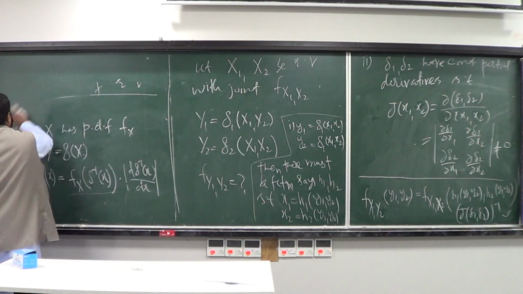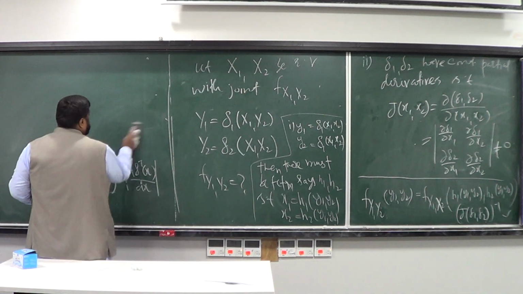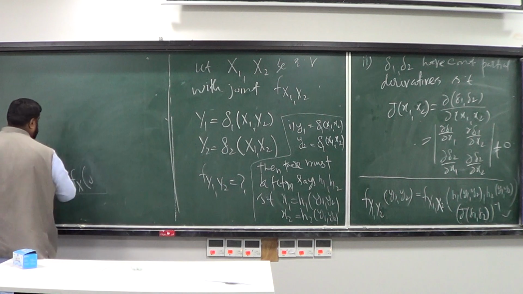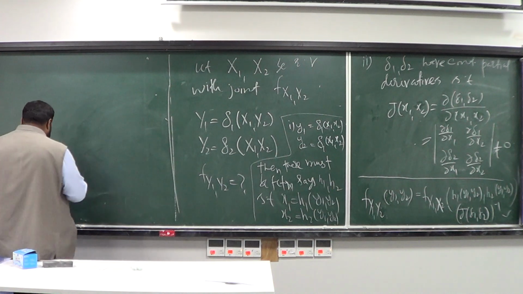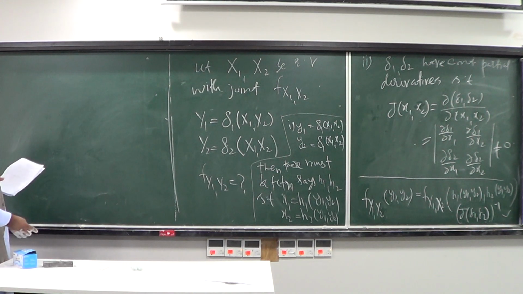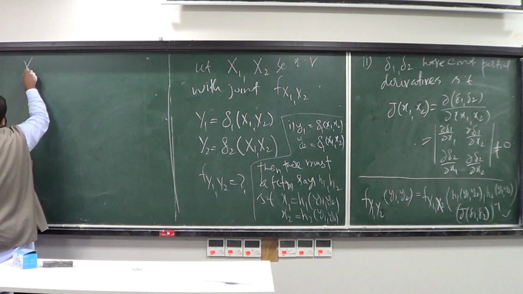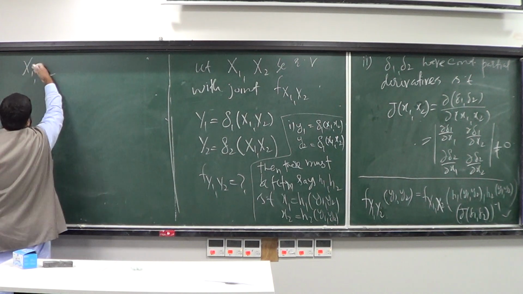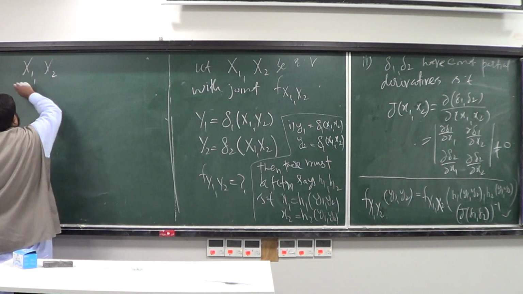So here is an example. Imagine x1 and x2 are two random variables with the joint PDF f of x1, x2.